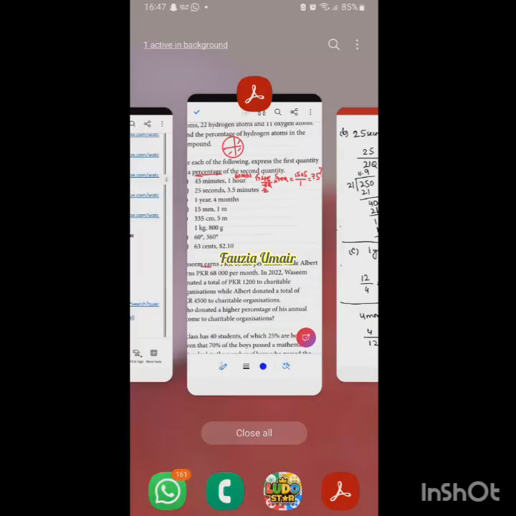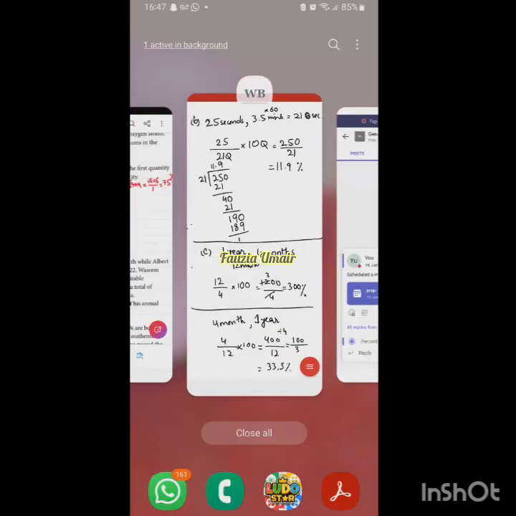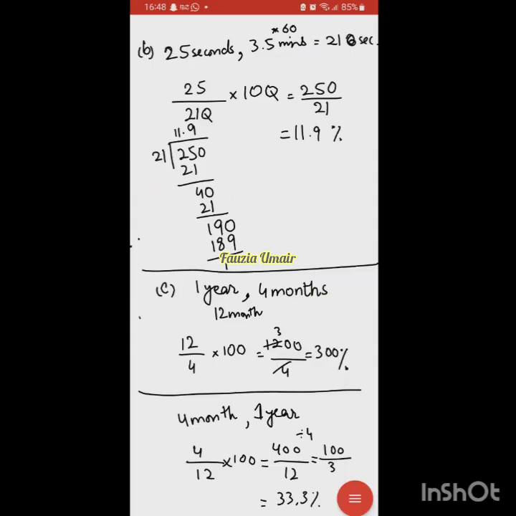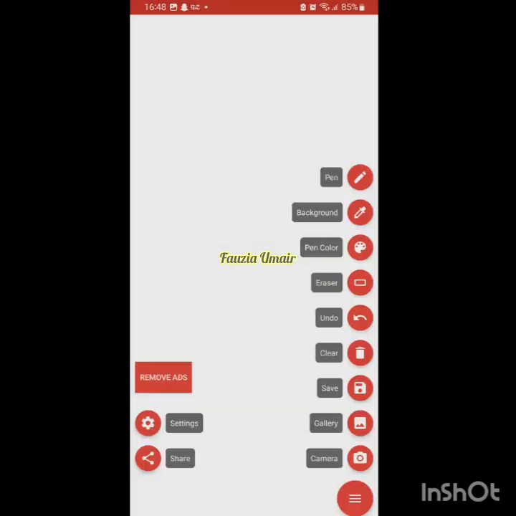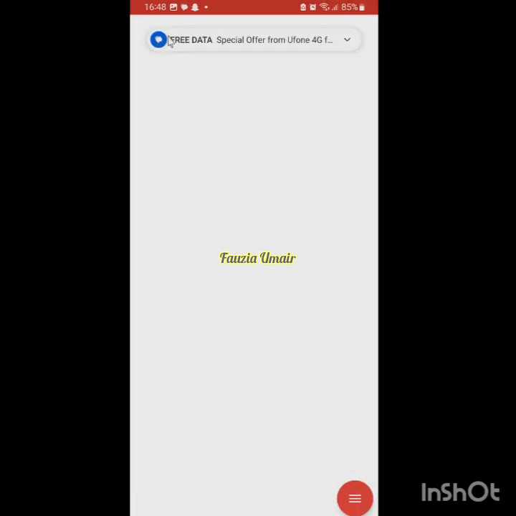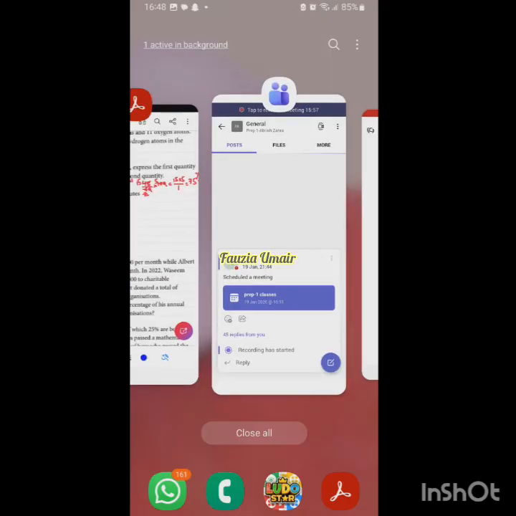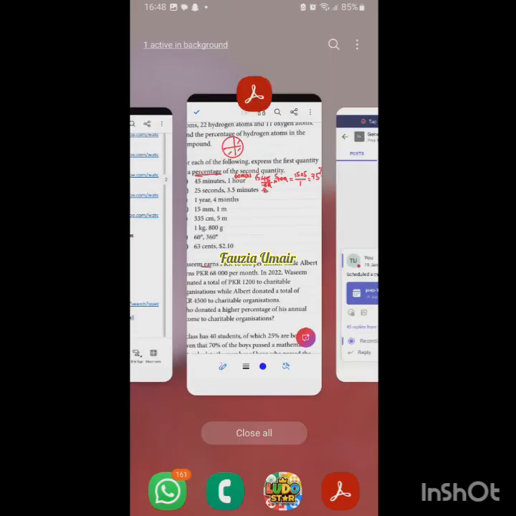Next question is 15 millimeter to 1 meter. So the question is 15 millimeter. I think this is part C, I believe. 15 millimeter. I think it's the D part. 15 millimeter to 1 meter.